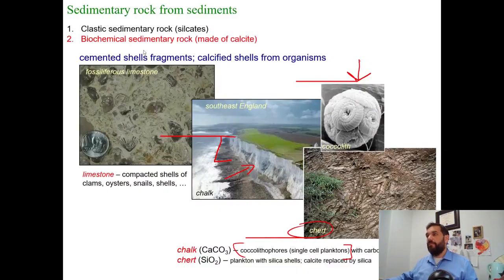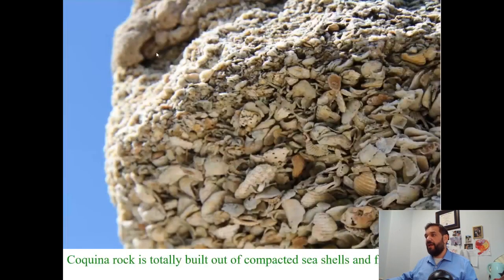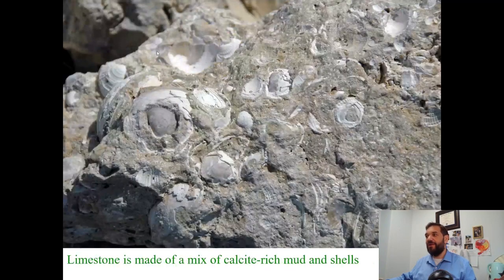All right, what's the next group? There's coquina. I think coquina is a really amazing rock. Look at it, it's just a bunch of macroscopic shells glued together. And by the way, a lot of coquina forms in Corpus Christi. Limestone is made of a mix of calcite-rich mud and shells, just like I showed you. Doesn't that look a lot like this rock I keep showing you from Tennessee? It's that gray kind of mud color.